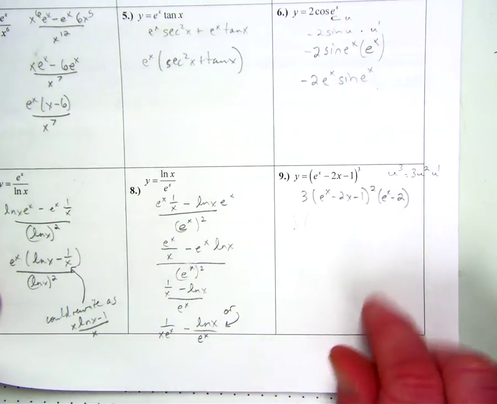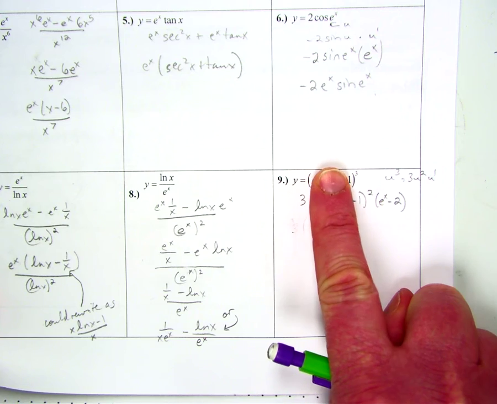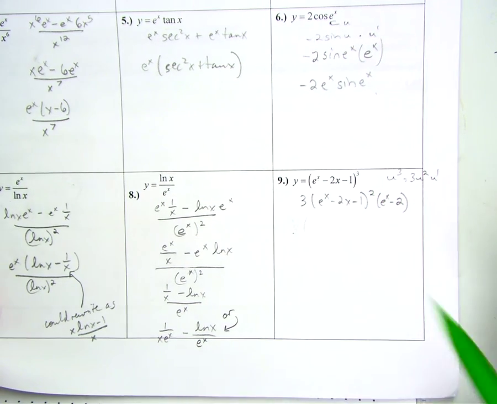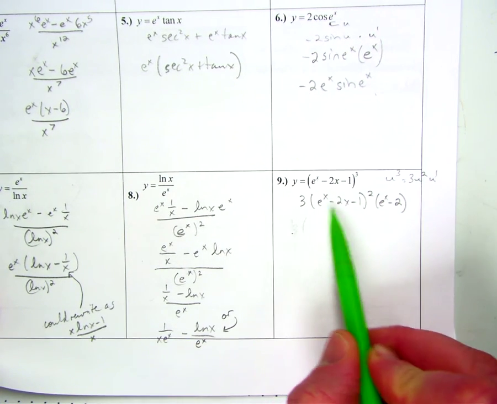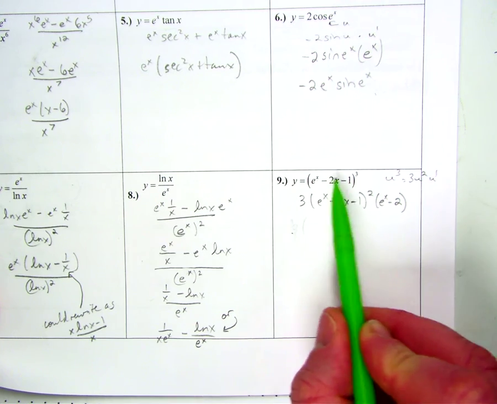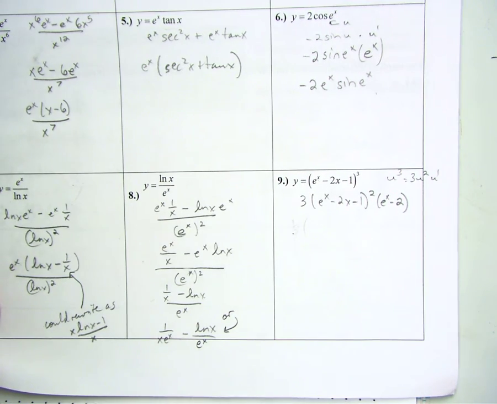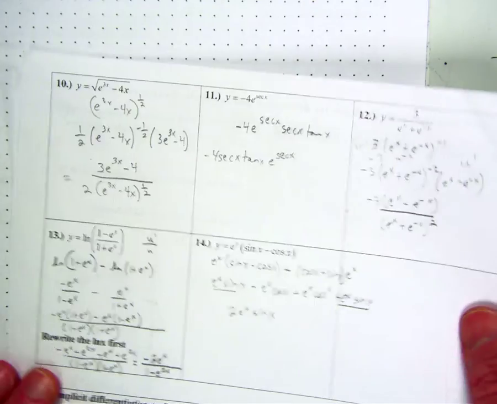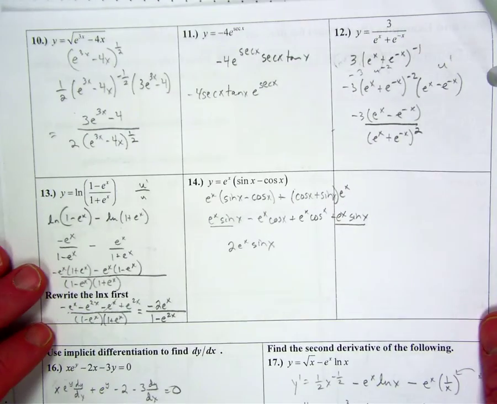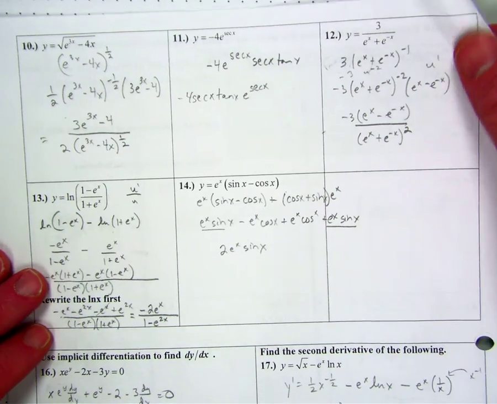Some people ask me about this one. Number 9 is a chain rule. If you look at it, 3u squared. So 3 times our function to the second times the derivative of the inside. Not really anything you can combine at that point. And they don't get much different.